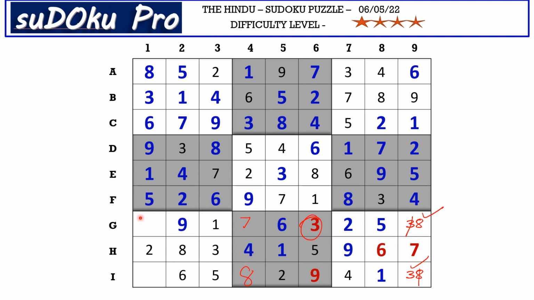Now in column 1 there are 2 empty cells and the missing numbers are 4 and 7. There is a 7 blocking from here. So G1 takes 4 and I1 takes 7. And the puzzle is solved.